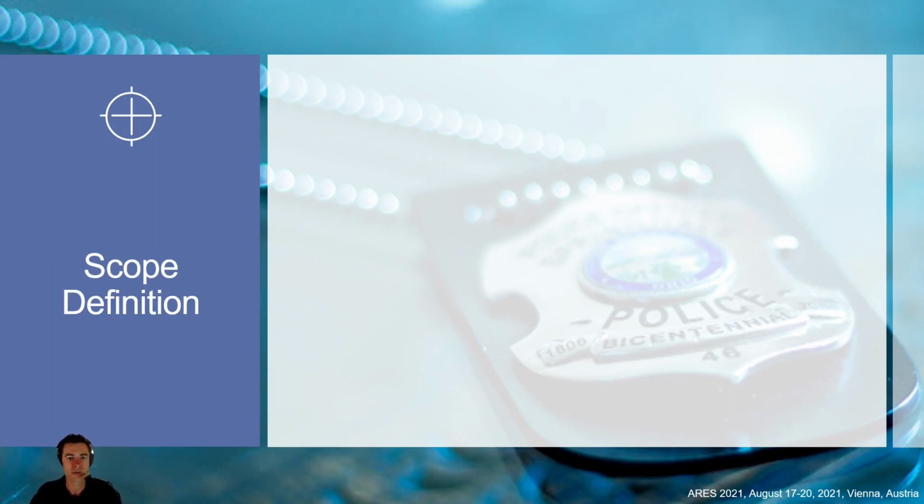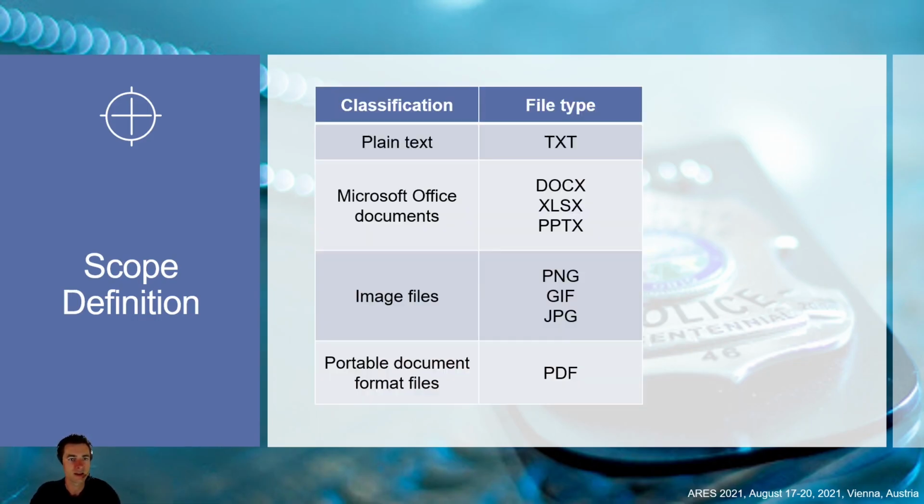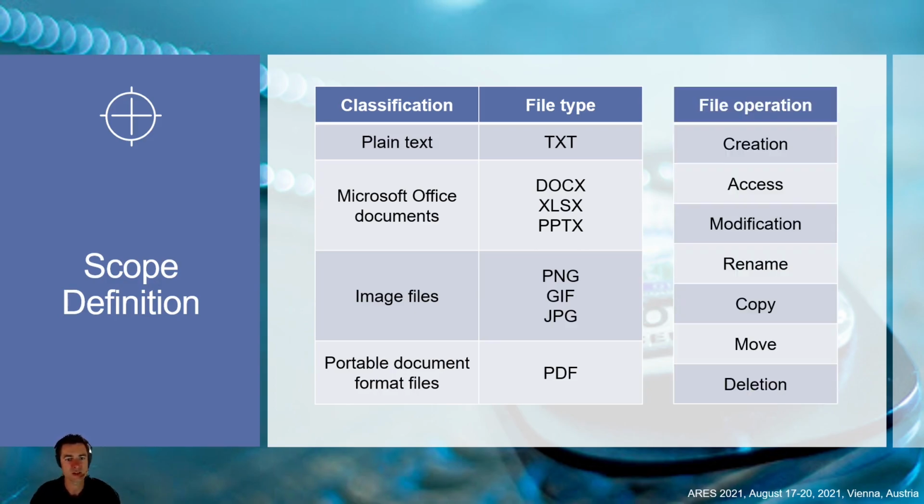For the determination of permissible timestamp patterns, we define certain user files. In detail, text files, docx, xlsx, and PowerPoint files from the Microsoft Office family, PNG, GIF, and JPEG representing the image file class, and PDF documents. With this selection, we can take into account possible application-specific differences. In accordance with SANS Digital Forensics, we performed file operations for creation, access, modification, renaming, copy, move, and deletion.